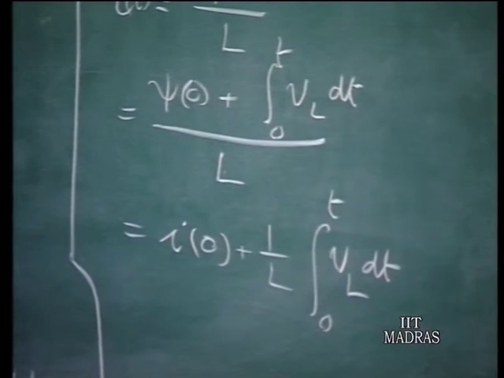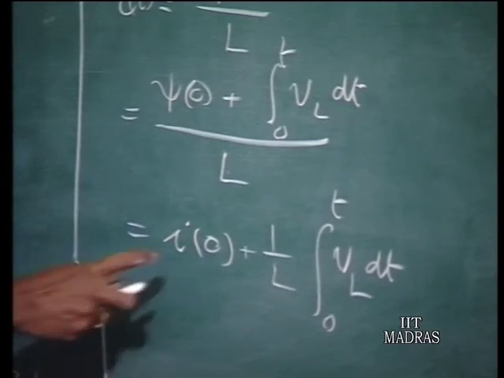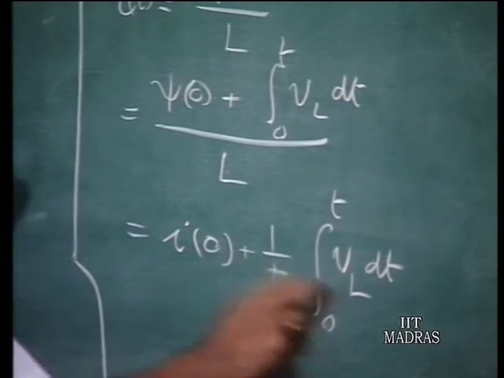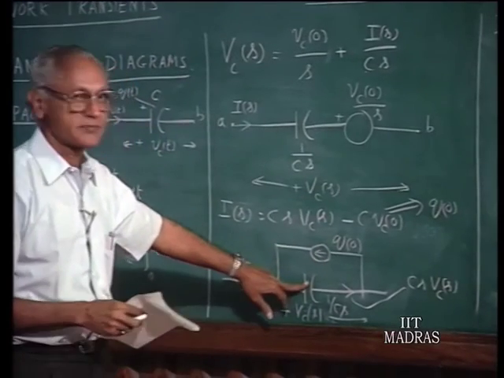So that is the terminal relation of the inductor, the current in terms of the applied voltage and the initial value of the current. Now we would like to represent this by means of a circuit diagram similar to what we had in the case of capacitors.